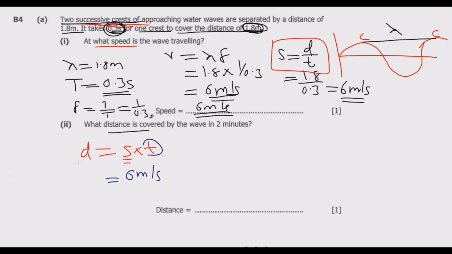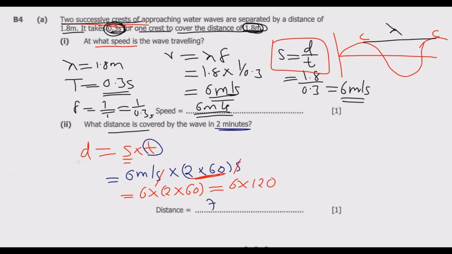The time should be in seconds, so we need to convert these 2 minutes to seconds. How many seconds are in a minute? 60. So we multiply by 60, and minutes cancel, leaving seconds. We remain with 6 multiplied by 2 multiplied by 60, which simplifies to 6 multiplied by 120. Using your calculator, we find this is 720 meters, the distance covered.